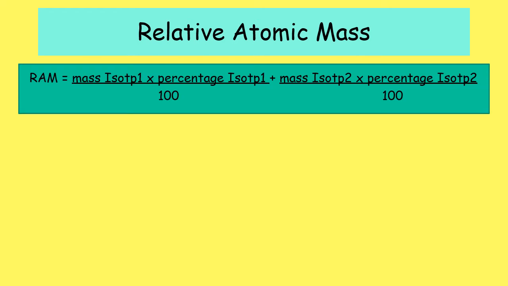So relative atomic mass, the equation is, if you've got two isotopes, an isotope 1 and an isotope 2, to work out the relative atomic mass, it is the mass number of isotope 1 multiplied by its percentage or its abundance, that divided by 100, plus the mass of the second isotope multiplied by the percentage or the abundance of the second isotope divided by 100. Now that might not seem really clear just looking at the equation, so I've got a worked example for you.